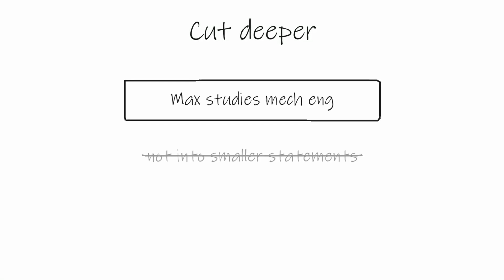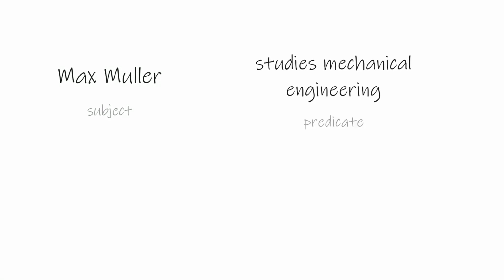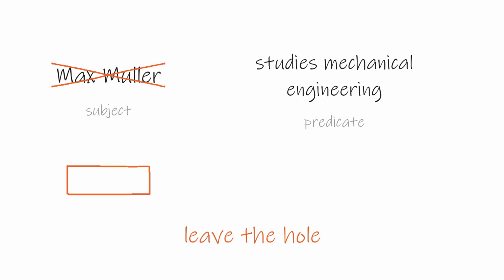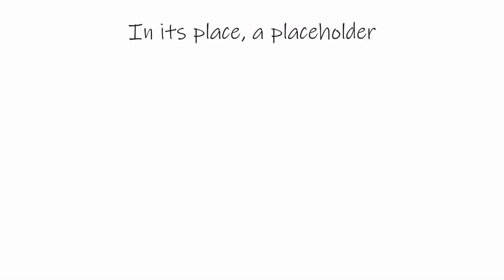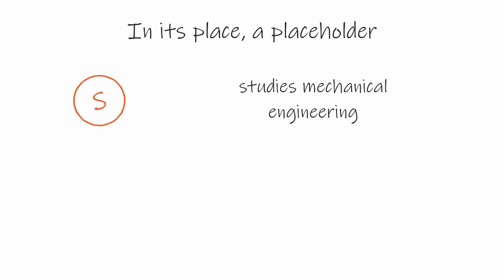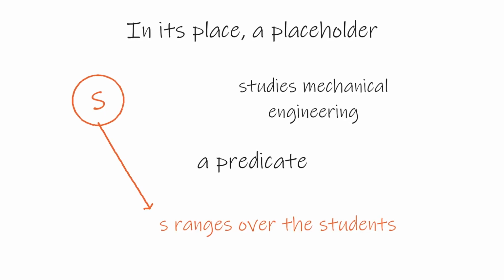Watch what happens when you cut deeper. Not into smaller statements, into subject and predicate. Max Mueller was the subject. Studies mechanical engineering is the predicate. Take the subject out, leave the whole. In its place, a placeholder. Call it S. Now S studies mechanical engineering is a predicate, and S ranges over the students.